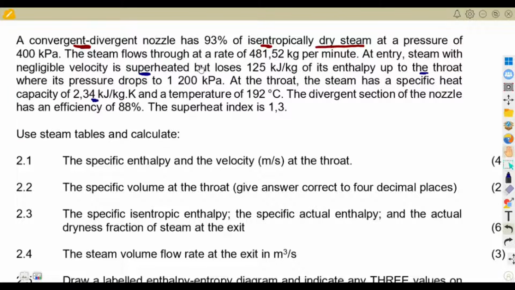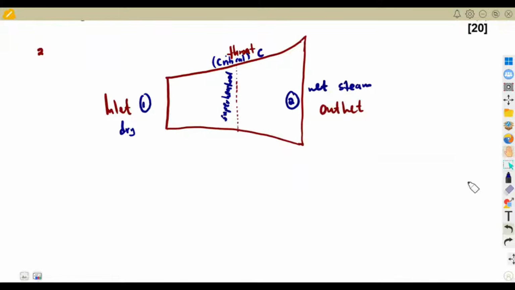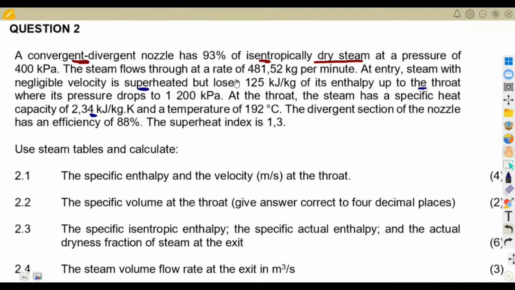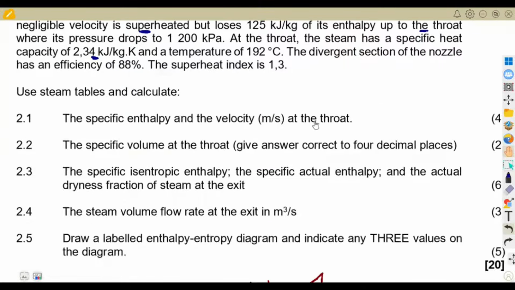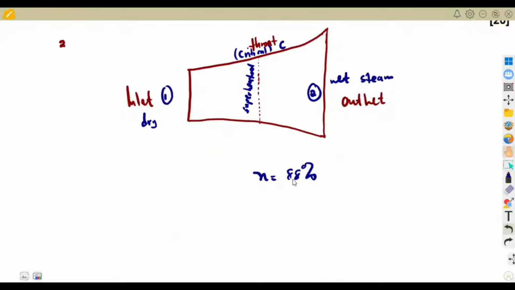We've got the efficiency here, an efficiency of 88%. What else? Sorry, this is 93%. So where am I getting this one? This one is 93%. The 88 is the one that is at the end. This is 93%.